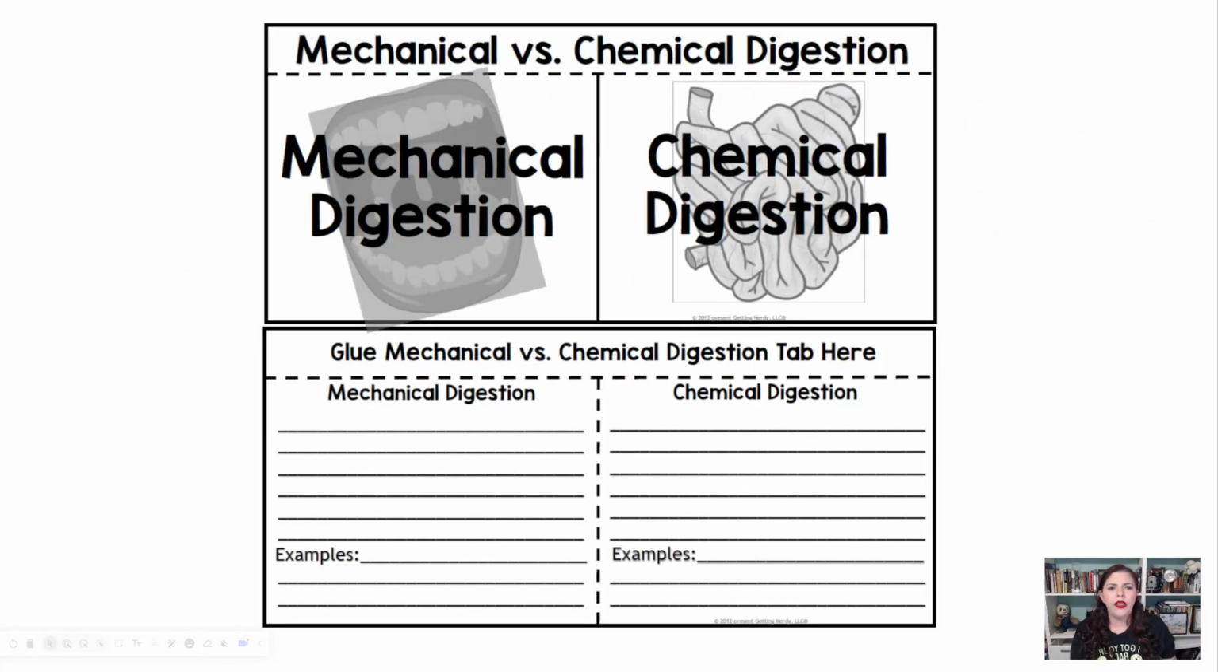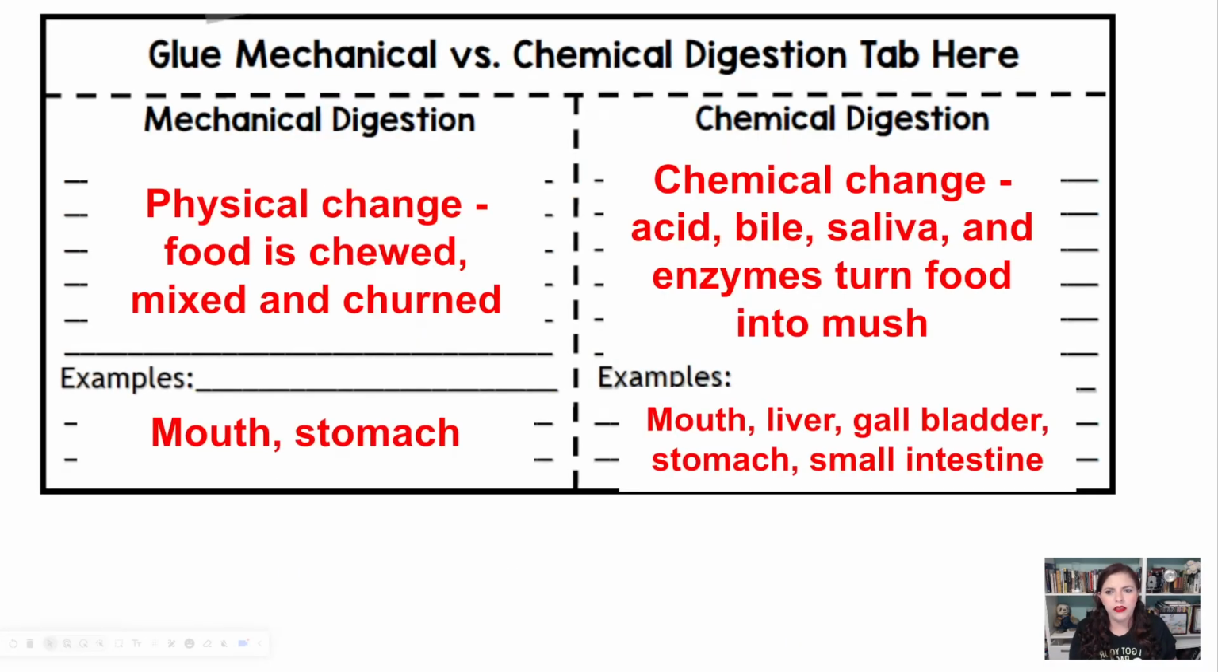Now, like I mentioned, with mechanical and chemical digestion, we need to know the difference between these two. Mechanical digestion is a physical change. The food is chewed, mixed, and churned. This happens in your mouth and also in your stomach. Chemical digestion is a chemical change. This is when the acid, bile, saliva, and all these enzymes are basically turning the food into mush.